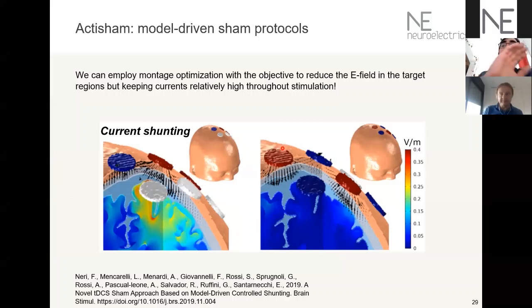And this is achieved through something called current shunting in tES. Current shunting is something that happens naturally in tES, as I mentioned previously. So if you have 2 electrodes, 1 anode and 1 cathode located close by, most of the current that you're injecting won't get into the brain. It will actually be shunted through the scalp from the anode to the cathode. What the Actisham montage does is position the anodes and the cathodes so that this shunting is actually prevalent over the current that goes into the brain. So almost no current goes into the brain, and most of the current is shunted through the scalp.